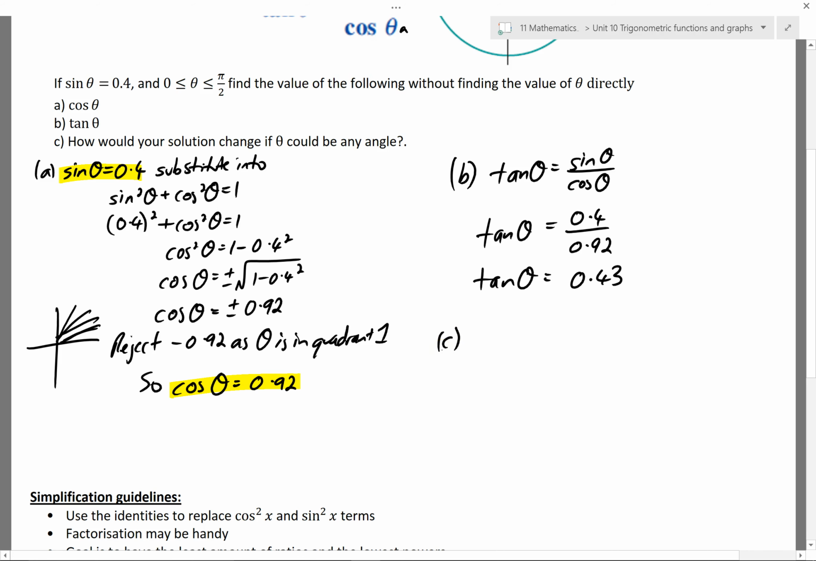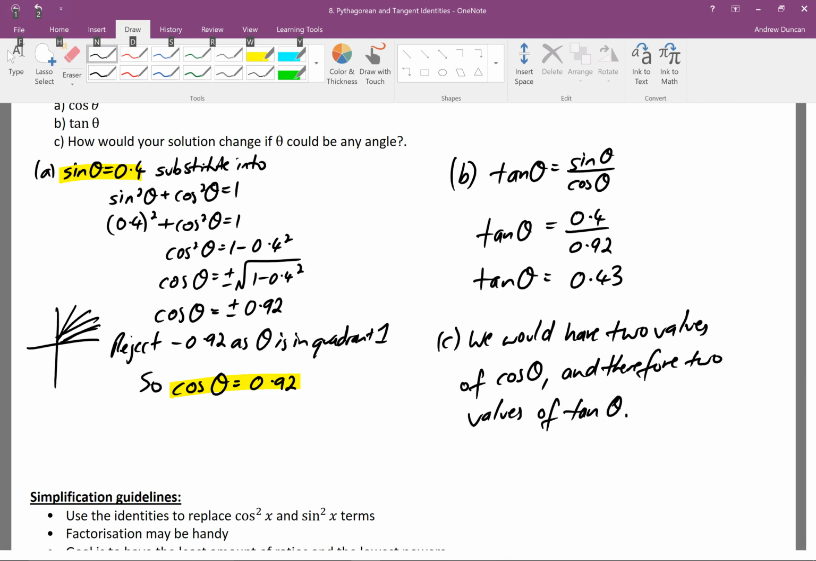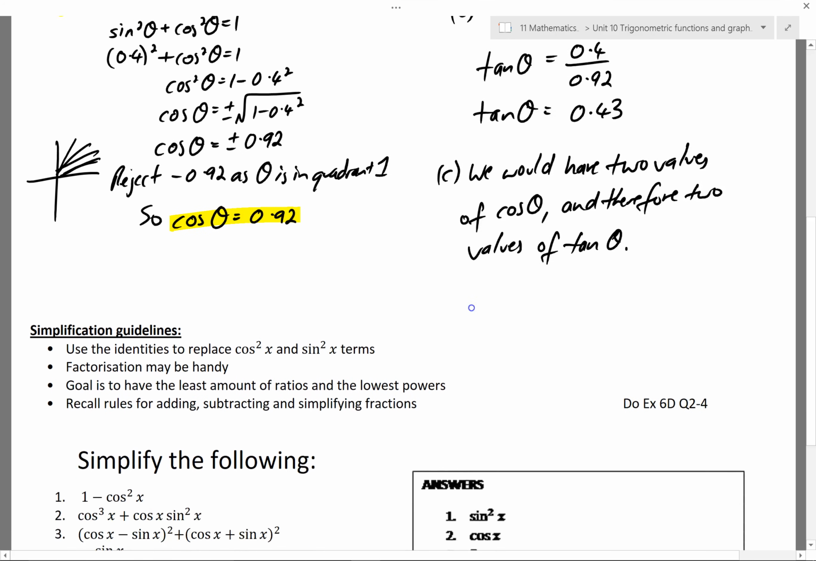Part C, how would your solution change if theta could be any angle? Okay, well, we would have two solutions. So two values of cosine theta, and therefore two values of tan theta. The reason we rejected that negative one was because we had limits for our angle.